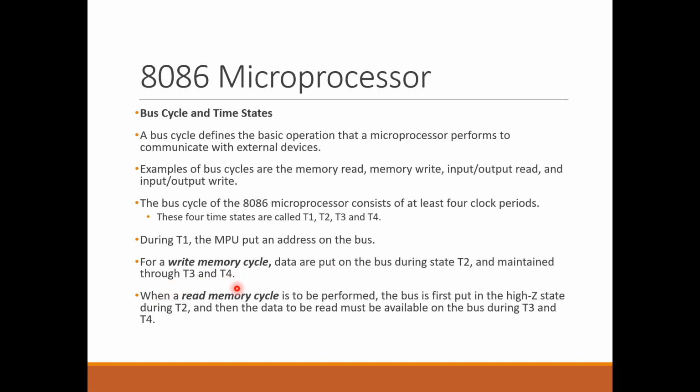But for the memory read cycle, or when the microprocessor performs a read operation, we know that for every cycle, during the first time period, T1, the microprocessor holds an address. But for the read memory cycle, during T2, it is in high impedance. That means it doesn't do anything. But during the remaining time periods, which are T3 and T4, the data must be available there. The data is going to be put on the data buses.